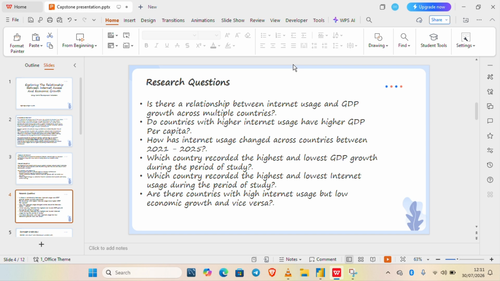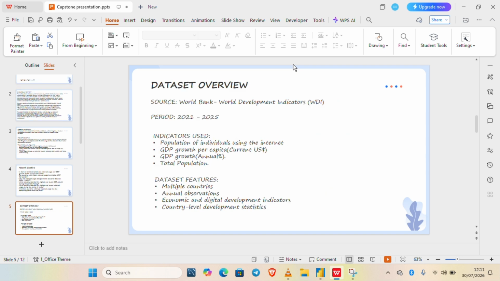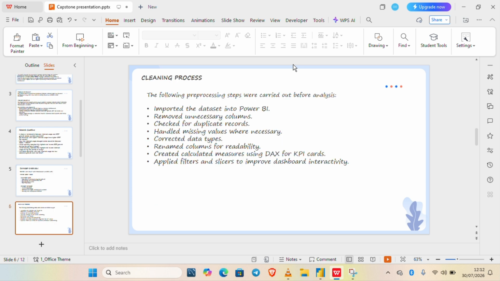understanding of this analysis. The data set was gotten from the World Bank using its development indicators from the period of 2021-2025, which is 5 years. These indicators are the population, the GDP growth, per capita GDP growth, which is annual, and population, and it features multiple countries, annual observations, and so on.